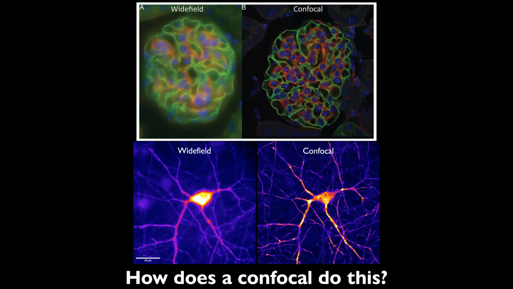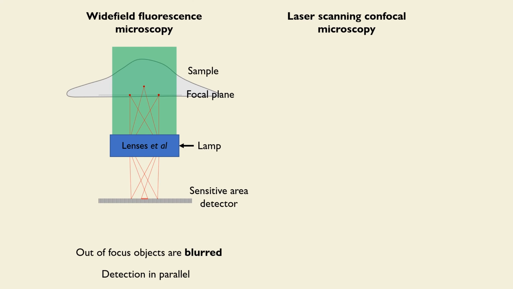So how does a confocal do this? How does it seemingly reject the light from things that are not in the focal plane, leading to a crisper image with less out of focus blur? I'm going to diagram the very basics of how a laser scanning confocal microscope works and compare it to the wide field fluorescence microscope that we were talking about just recently.